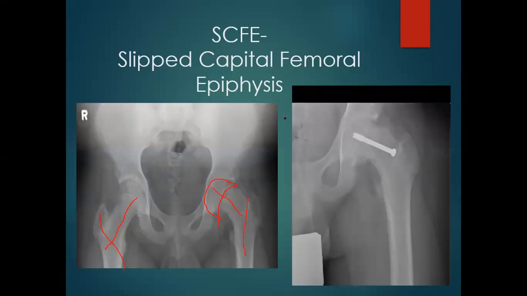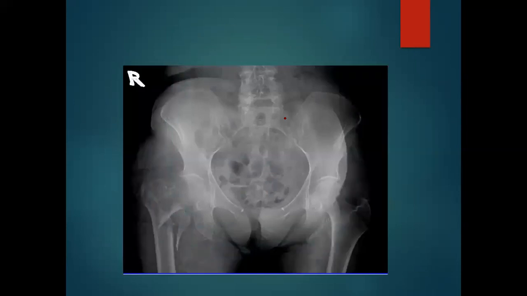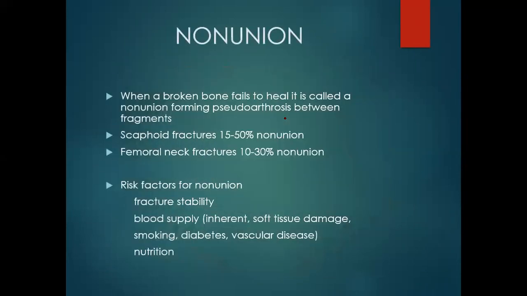So we would follow up with ortho. They're going to have a good history for it, and they're going to fit that demographic group, which we'll talk about more next week in peds. So non-union: when a broken bone fails to heal, it is called a non-union.